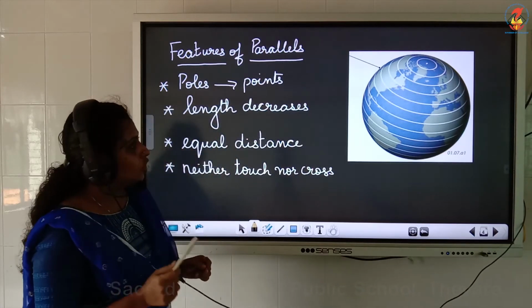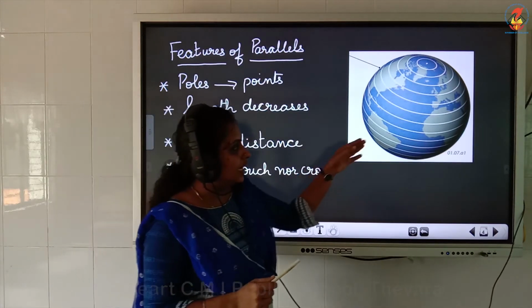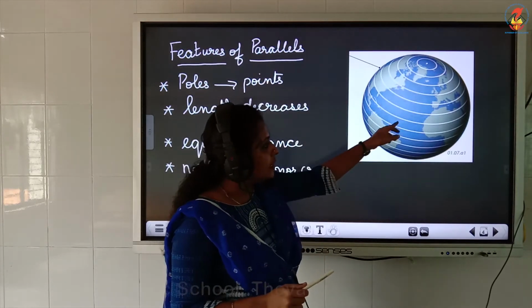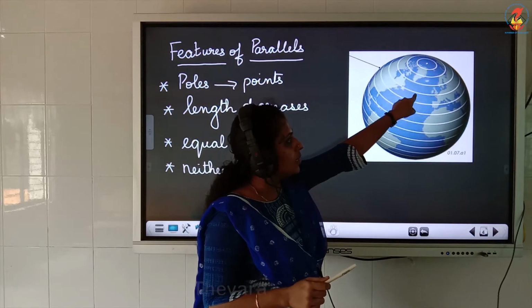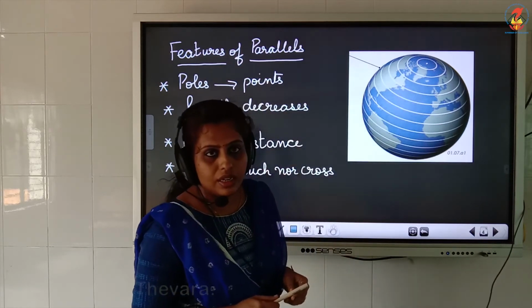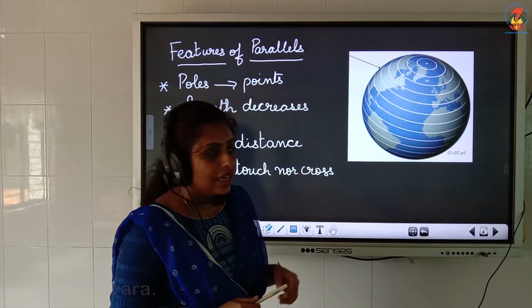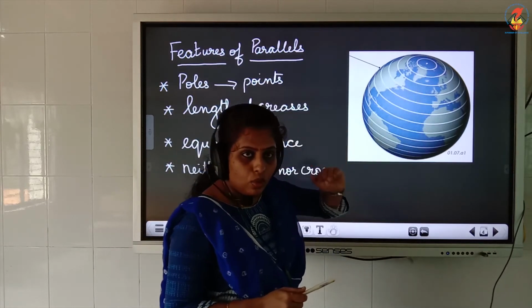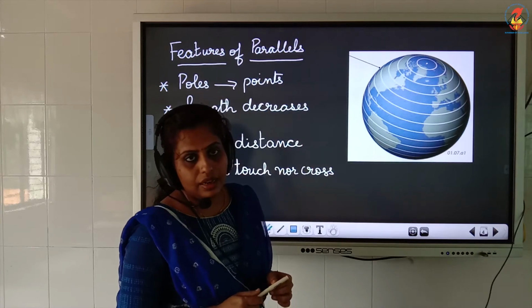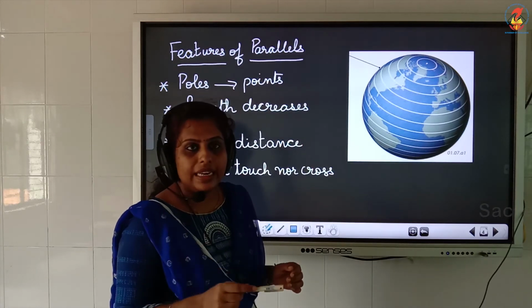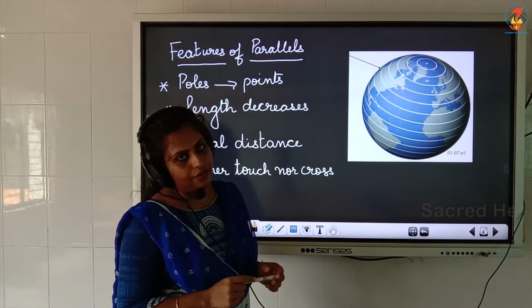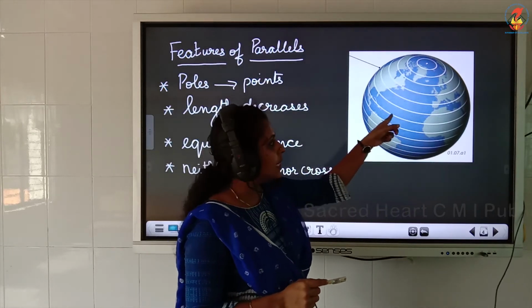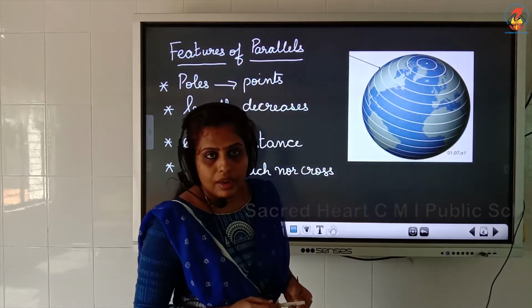Now let's look at the next point. You can see the difference of the length in the parallel. As they move from the equator, what is happening to the circles? What is happening to the parallels? Their length is decreasing. As they move away from the equator, the length of the parallel decreases. That is our second feature. The length of the parallel decreases as they move away from the equator.